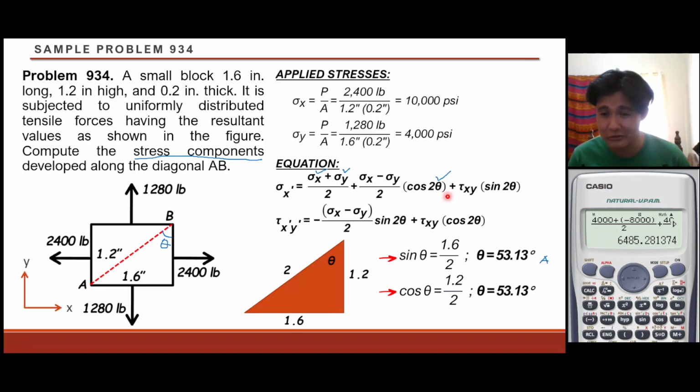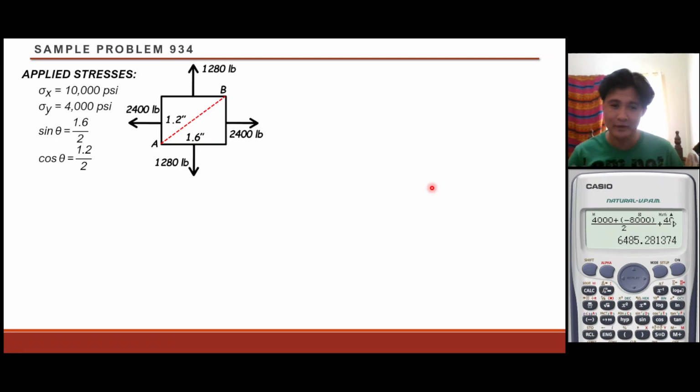So, we have cosine 2 theta tsaka sine 2 theta. Hanapin muna natin yung equivalent value ng mga yan. Okay? By using trigonometric identities, ito yung mga nakuha natin: stress x natin, 10k psi, tapos stress y natin, that would be 4k psi. We have sine theta, that is 1.6 over 2. Tsaka yung cosine theta natin, that is 1.2 all over 2. That is adjacent over hypotenuse lang. Tapos yung sine theta, that is opposite over hypotenuse. Okay.